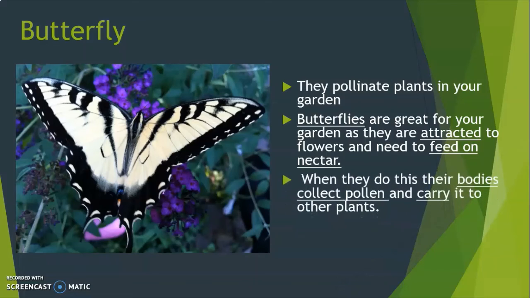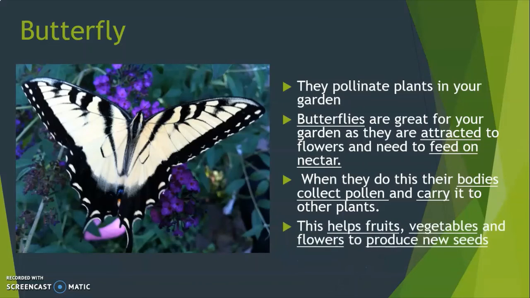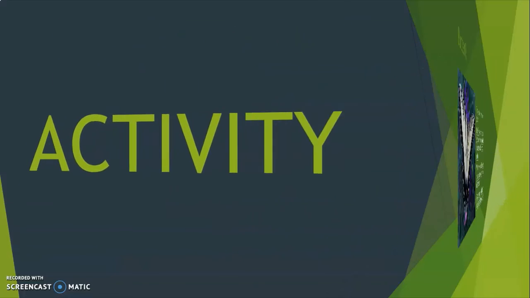And when they do this, their body collects pollen and carries it to other plants. That's why this helps fruits, vegetables, and flowers to produce new seeds. So that is the benefit of the butterfly in our garden. And that's the end of our topic.